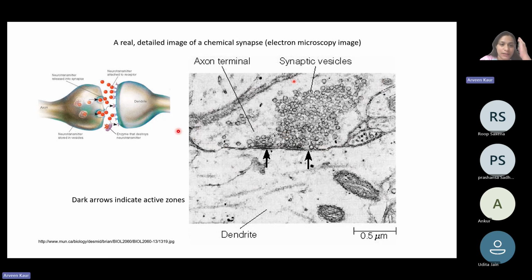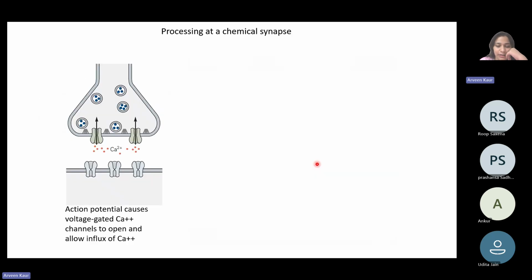Over here, you can see a detailed image of synaptic vesicles through electron microscopy, right? This is an axon. This is the end bulb of the axon. These are synaptic vesicles, right? This is the dendrite of the other neuron, and over here there will be some receptors. This is the synapse in the middle, the gap wherein the synaptic vesicles will release the neurotransmitter, and it will be taken up by the neurotransmitter receptors present on this postsynaptic neuron, right? The dark arrows indicate active zones. This is where the vesicles are fusing and getting released, so that is why it is the active zone.